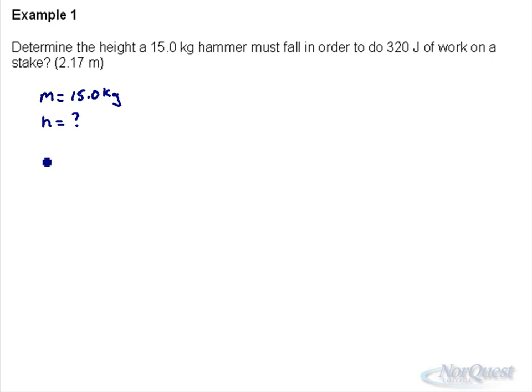So since we're dealing with doing work against the force of gravity, we use the acceleration due to gravity, 9.81 newtons per kilogram. Use the potential energy formula, EP equals mgh, and we're solving for h. Divide out mg, so your height is equal to the potential energy divided by mass times gravity. Substitute the numbers in.